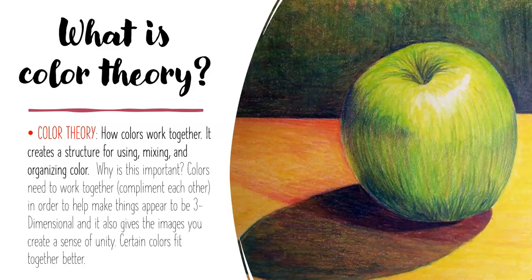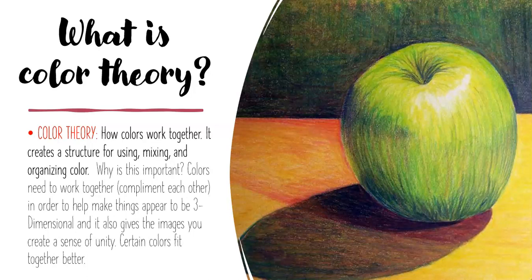What exactly is color theory? Color theory is how colors work together. It creates a structure for using, mixing, and organizing colors. So why is this important to you? Well, simply because colors need to work together. They need to complement each other in order to help make things appear to be three-dimensional, and it also gives images that sense of unity.